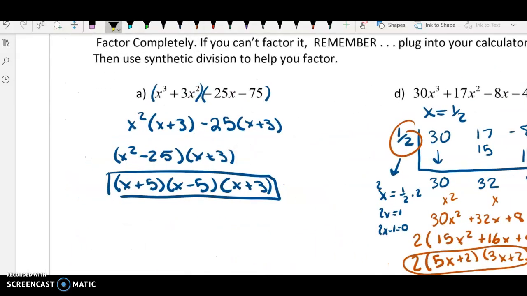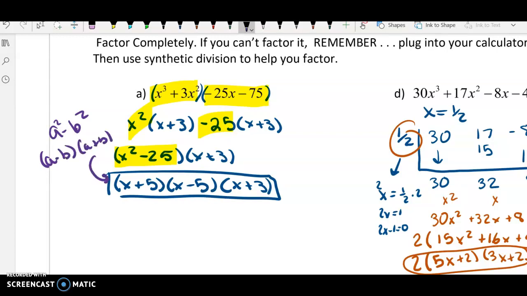So you guys can see here that I grouped the first two, grouped the second two. I factored out an x squared, factored out the negative 25. Beautiful. Here, this was a difference of squares. That's when you have a squared minus b squared, and you'll have the a minus b, and then the a plus b. And that's where you'll get this here, a plus 5, a minus 5.